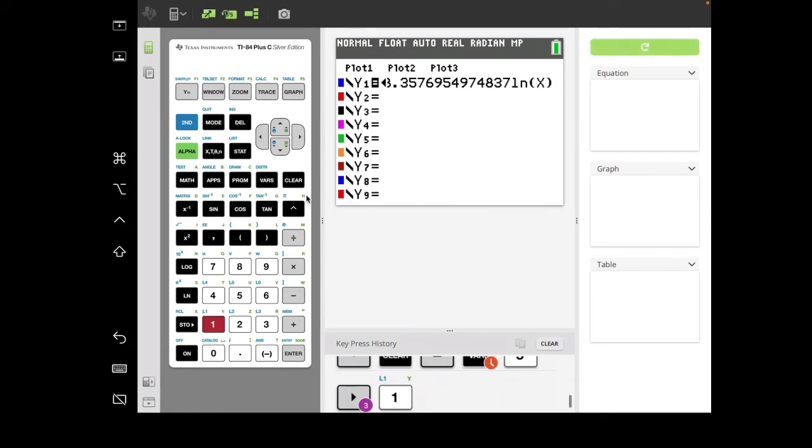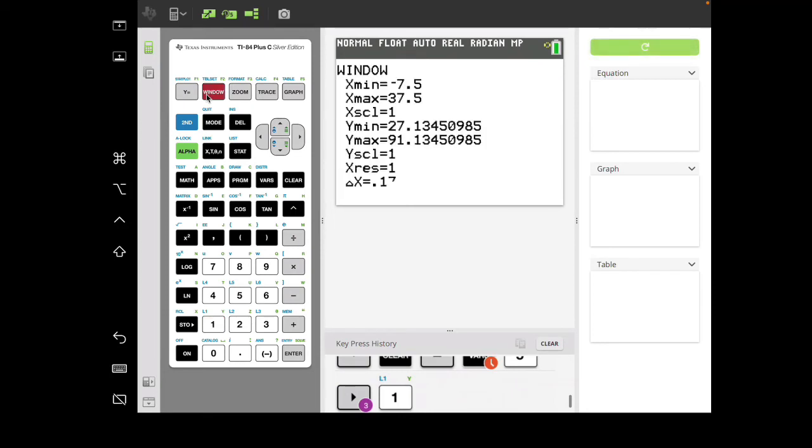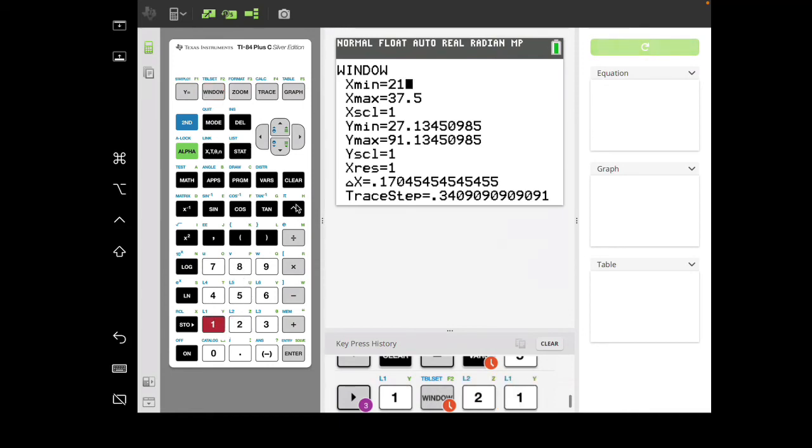Okay, so with your graphing calculator, graph it. We're going to have to adjust the window first before we continue. So remember, the window just represents X, your caffeine level. The smallest caffeine level that we have looks to be 21 milligrams, so we're going to put 21 for your X minimum.